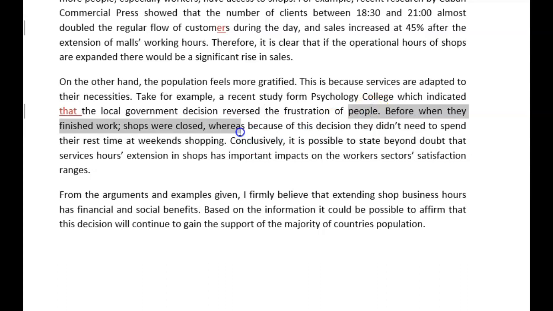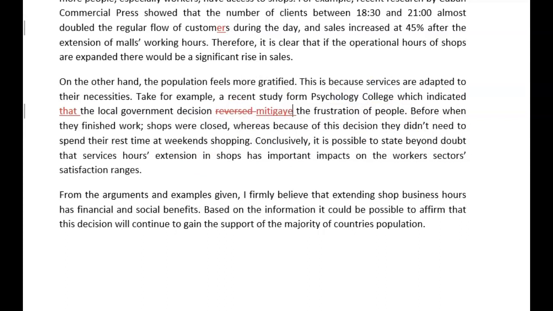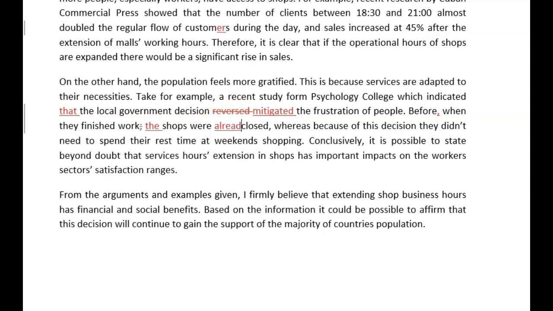Okay, I can see a very nice sentence. Perhaps you could connect with a part of an idea from here, or let's say what you have. Okay, mitigated. So I'm not going to leave reversed here. I'm going to write mitigated. Before, when they finished work, the shops were closed. When they finished work, and you don't need the semicolon here, the shops were already closed.